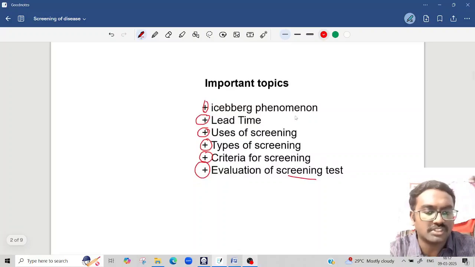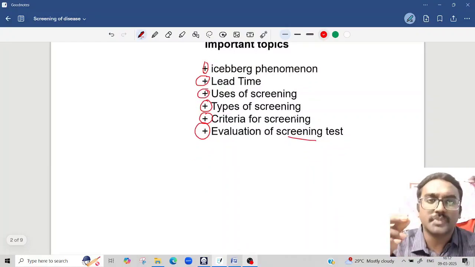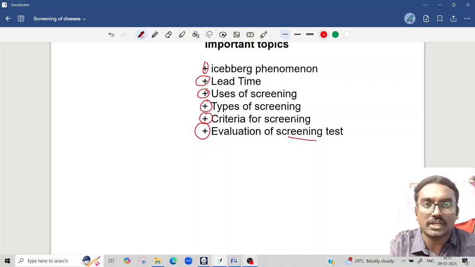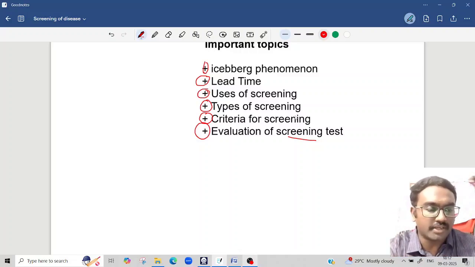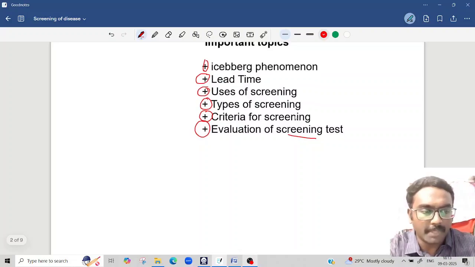Under screening of disease. So first of all, what is screening? Screening means we have to filter out. Filter out who? We have to filter out the people who are having the disease from the healthy population. That is called screening of disease. By understanding that simple concept, we will venture out into our big ocean.